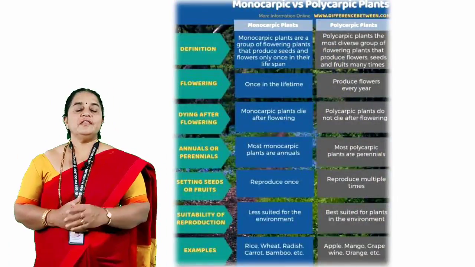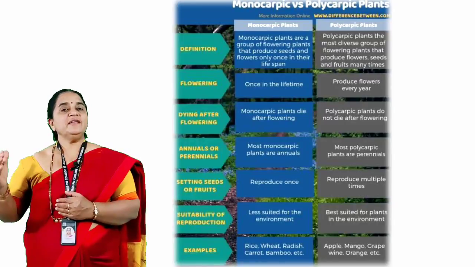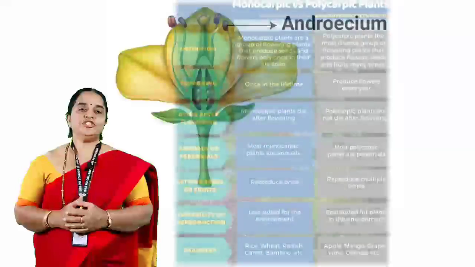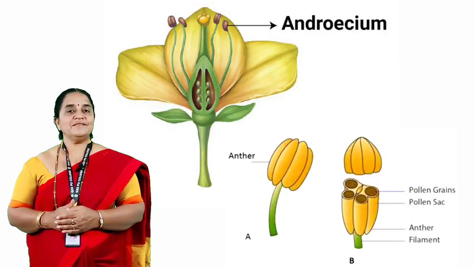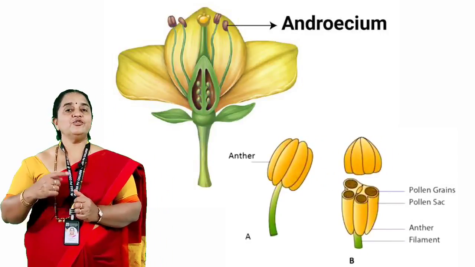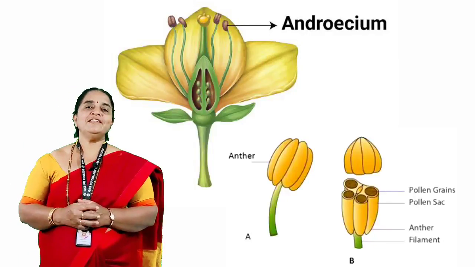Let us start with the first essential whorl representing the male part, the androecium. The members of the androecium are called stamens. Each stamen has two parts, a stalk, the filament, and the fertile part, the anther.